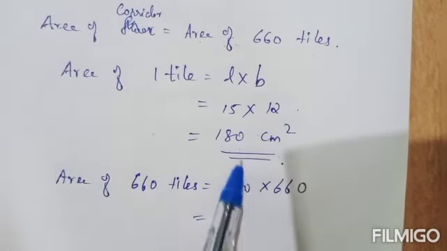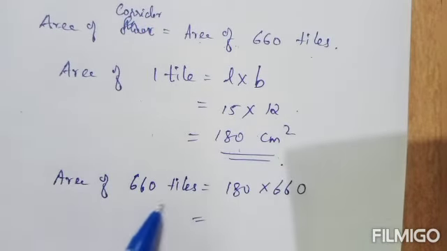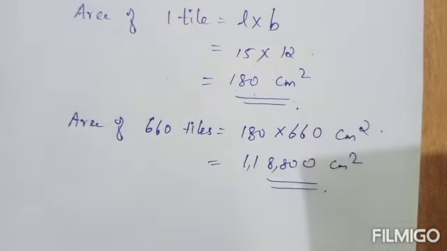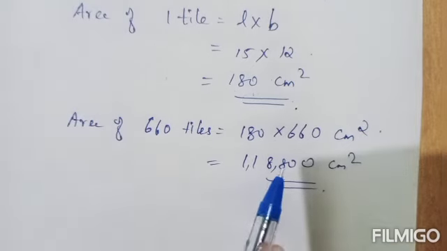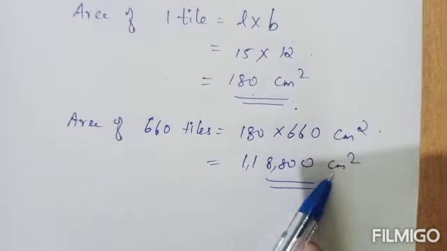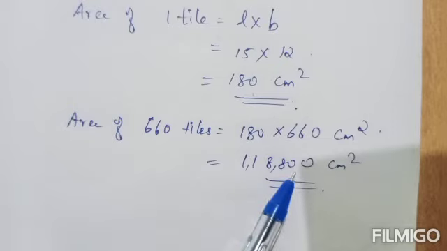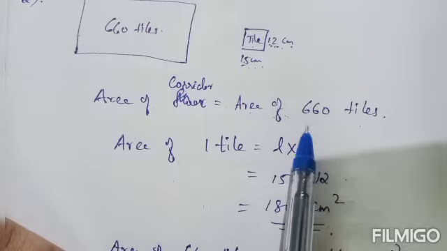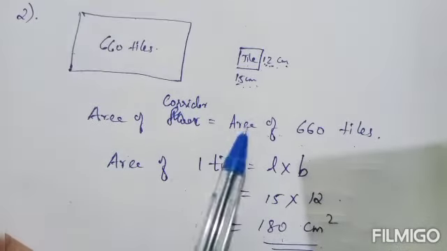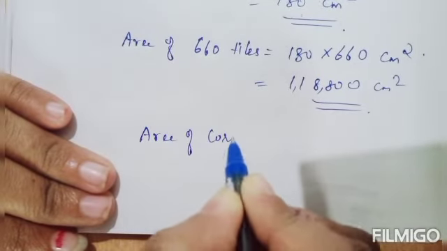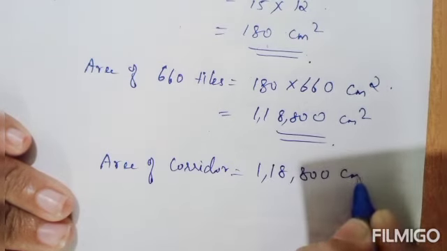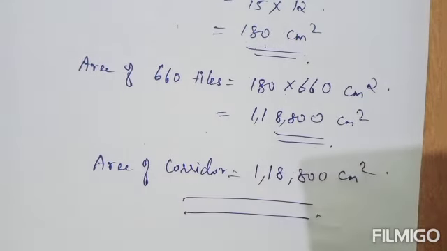Okay, area of one tile is 180 centimeter square. So area of 660 tiles will be 180 into 660 centimeter square. You will get 1,18,800 centimeter square. Okay, this much is the area of 660 tiles. But we know the area of the corridor is equal to the area of 660 tiles. So what is the area of the corridor? Area of corridor is equal to 1,18,800 centimeter square. This is what we need to find.